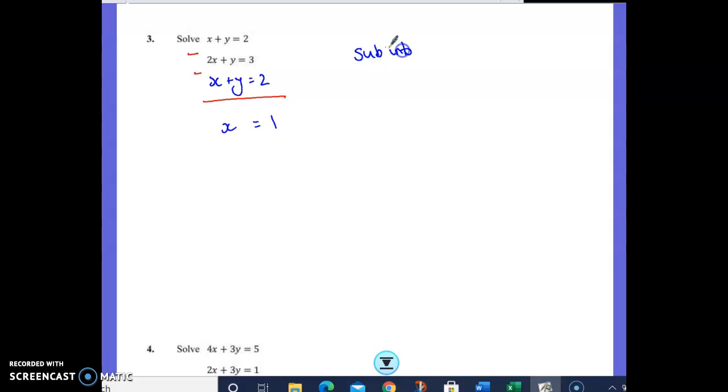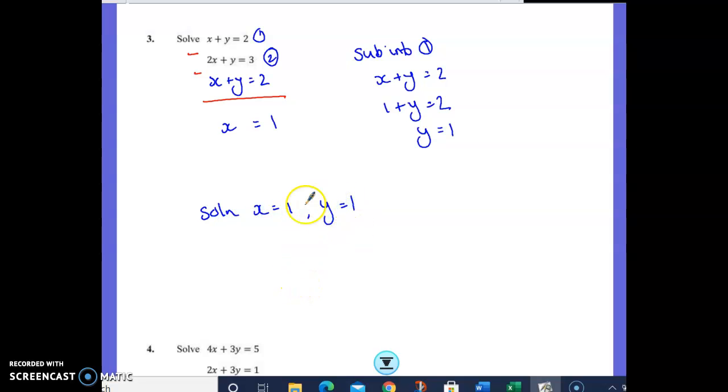Sub into 1. I forgot to number my equations again. Keep doing that. There's 1, there's 2. x plus y equals 2. x is 1. So 1 plus y is 2, so y must be 1. That's my solution. x equals 1, y equals 1. Let's just do a mental check this time. 2x plus y equals 3. 2 times x is 2. Add 1 is 3. So yep, that all works out brilliantly.